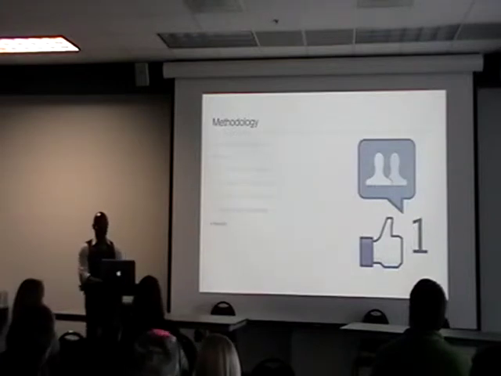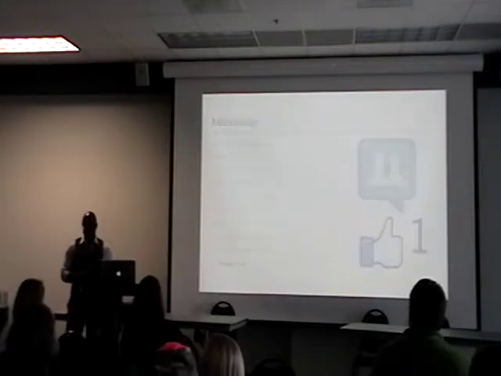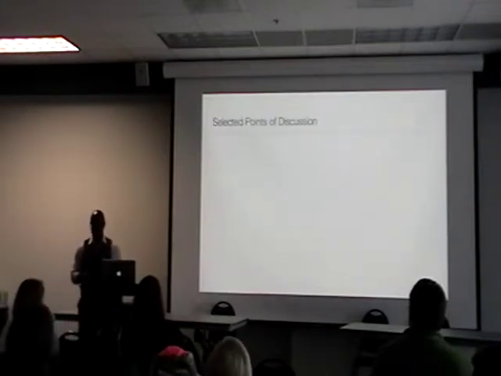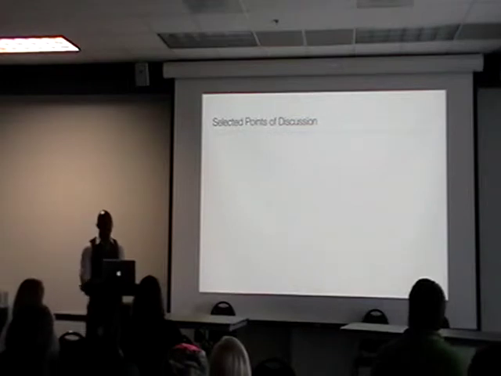We're going to go ahead and skip ahead to the results section because we really want to get to that. Chi-square tests of independence were performed to test the relationship between the variables in each hypothesis, and hypothesis 3 was tested via Pearson correlation. We all had a significance level of 0.05. Okay? So selected points of discussion.